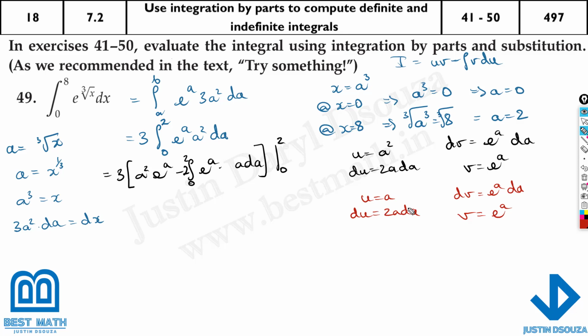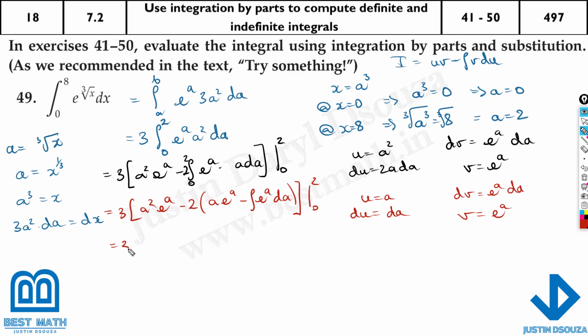Next, oh, now look at my sloppiness. It's only da, it's not 2a, it's only da. Now, this is going to be 3 times a squared e to the power a minus 2. I'll leave it as it is. And what happens? a times e to the power a minus integral e to the power a da. And the limits will be there.